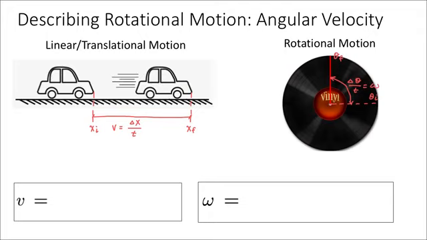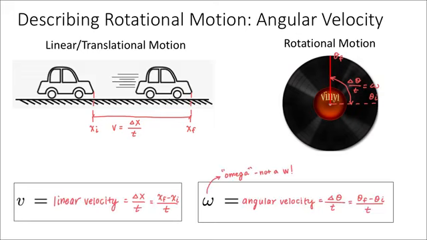Now, omega looks like a W, but it's not a W. It's a Greek letter, and it's lowercase omega here. So I'm going to define these below, but again, linear velocity we represent with a v, and angular velocity we represent by the Greek letter omega. All right, now let's go ahead and define one last angular quantity, angular acceleration.